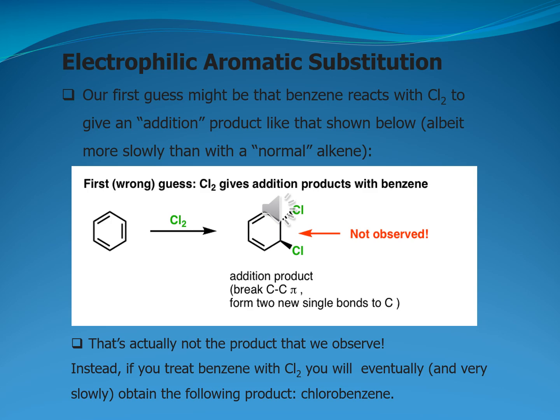1,2-dichlorohexadiene, which is our addition product, in which breakage of carbon-carbon pi bond and formation of two single bonds to the carbon atoms takes place. Actually, this is our first wrong guess because chlorine gives an addition product here which should not be observed. That is actually not the product that we observe.